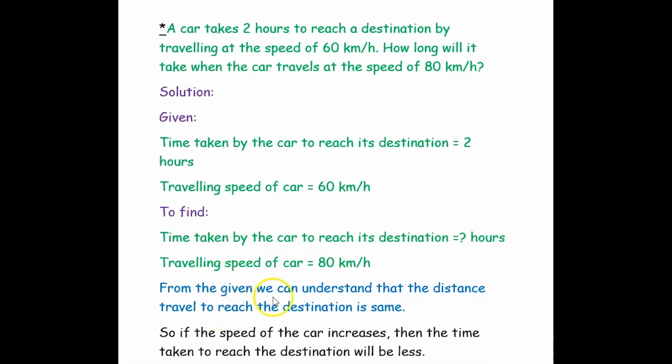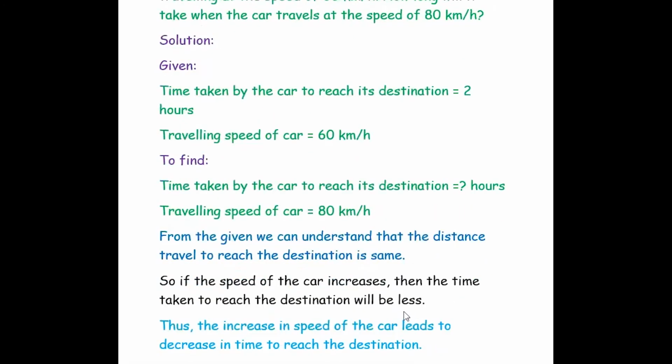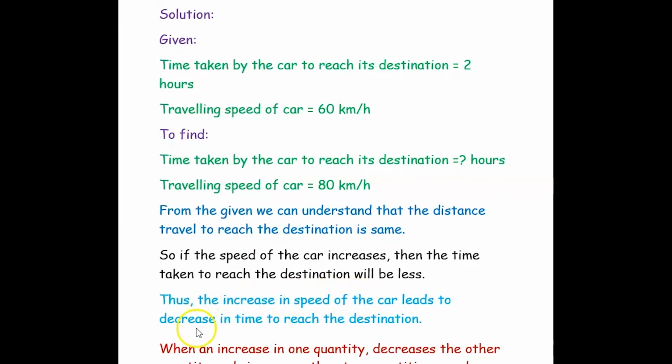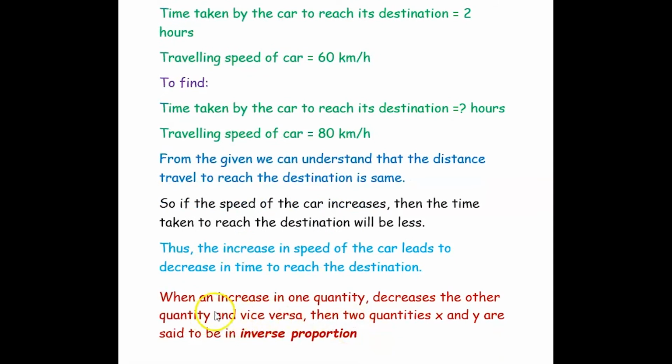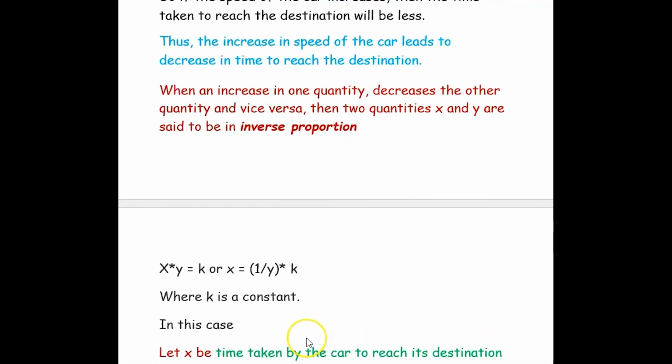Now from the given, we can understand that the distance traveled to reach the destination is the same. So only the speed and the time required for reaching the destination are varied. If the speed of the car increases, then the time taken to reach the destination will be less. So thus an increase in speed of the car leads to a decrease in time to reach the destination. So we know that when an increase in one quantity decreases the other quantity and vice versa, then those two quantities, let's consider as X and Y, are said to be in inverse proportion.